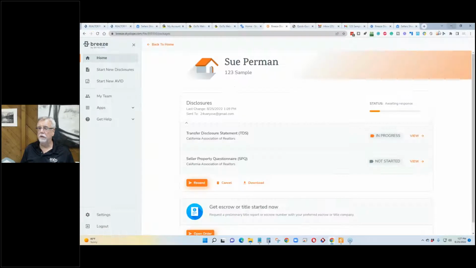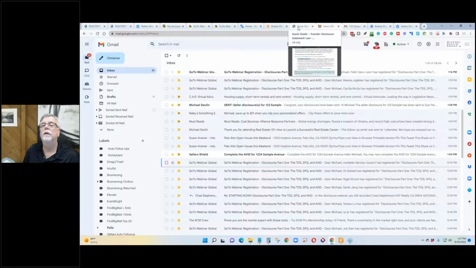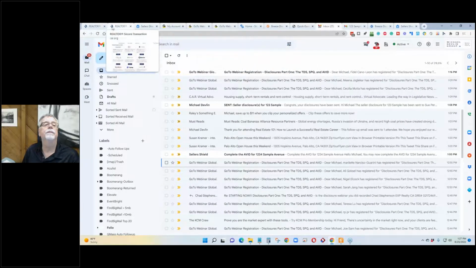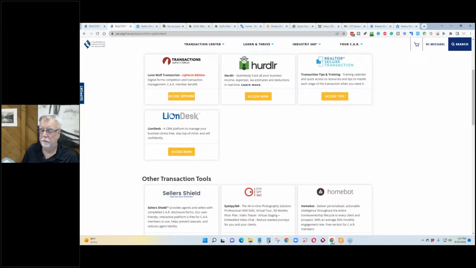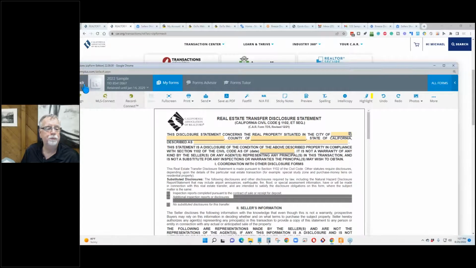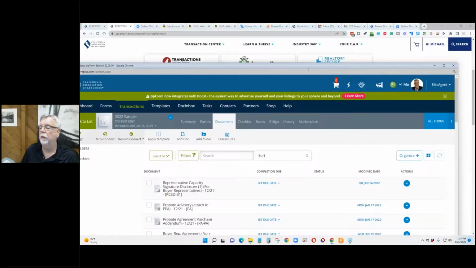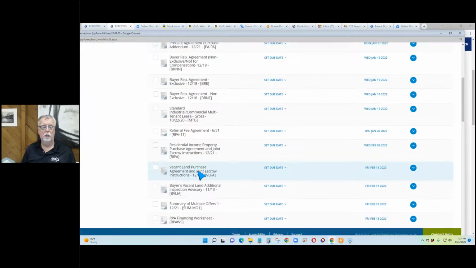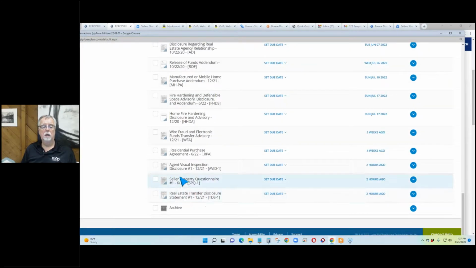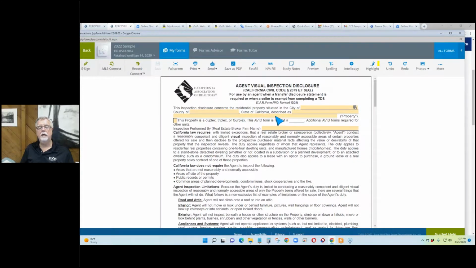Now, I'm not going to go into how you attach photos, but when we do, where are we? Here. Maybe I've already got it open. How about this? This is what it would look like in zipForms.